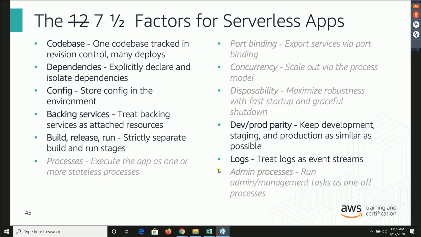Port binding, similarly: since we are not exposed to any local networking for the functions, the way to access any external service is through APIs. So here, port binding becomes kind of redundant. Instead, what you're looking at is invocation models, which I talked about: synchronous, asynchronous, and stream-based. Those are the ways you can actually invoke the function itself.